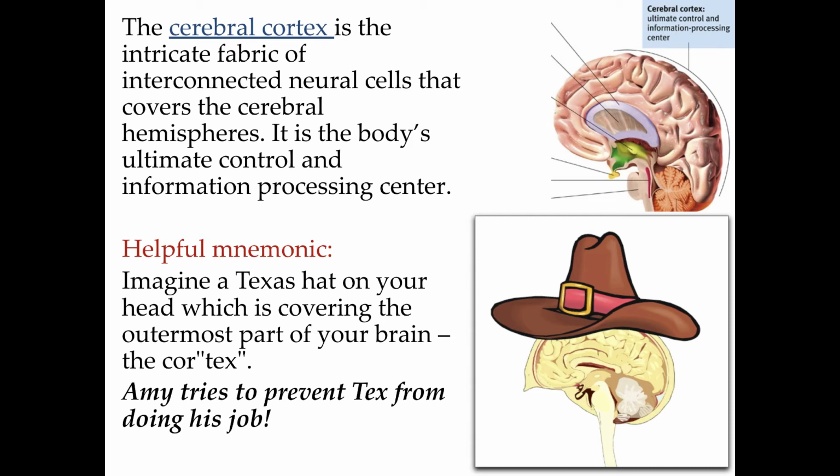A mnemonic that, again, is not mine. Imagine a Texas hat on your head, which is covering the outermost part of your brain, the cortex, get it, Texas. Amy, the amygdala, if you remember her, tries to prevent Tex from doing his job. So when you are super aroused, when you're super scared, when you're super anxious, it actually interferes with the ability of your cerebral cortex, particularly your frontal lobes, to function properly. So if you ever get really worked up and you find yourself just unable to think clearly, you can thank Amy because she's preventing cortex from being able to do his job.